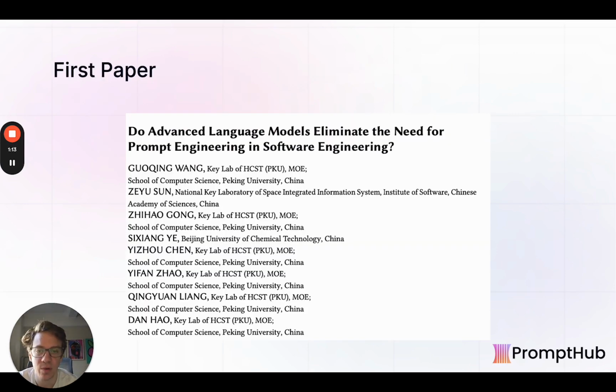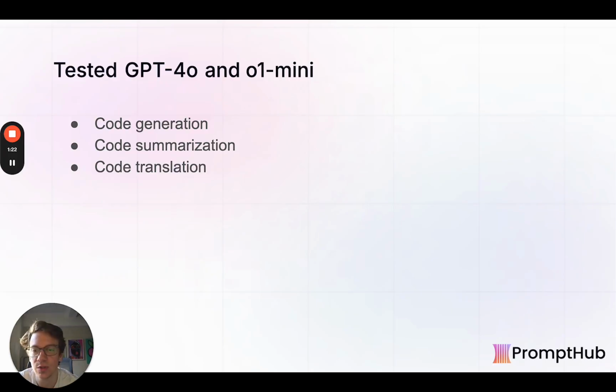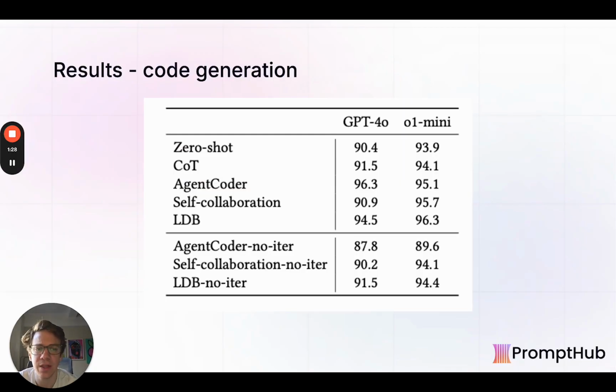This first paper, Do Advanced LLMs Eliminate the Need for Prompt Engineering in Software Engineering, focuses of course on software related tasks, so code generation, code summarization, code translation using GPT-4o and O1 Mini. There are a bunch of results that we touch on in our full-length article, which will be linked below, but here's the one from the code generation, and a couple of things obviously stand out.